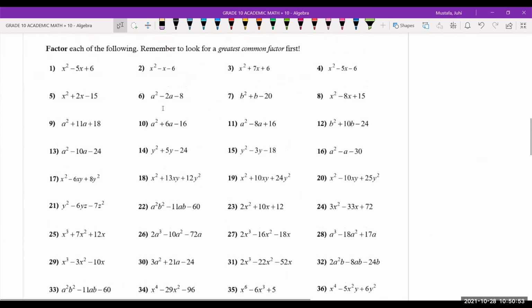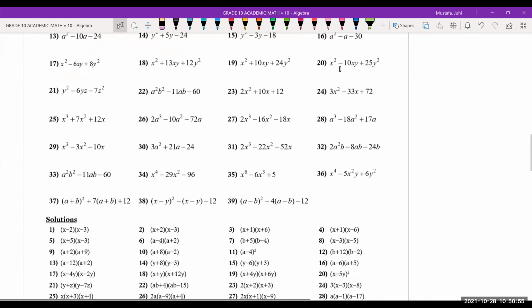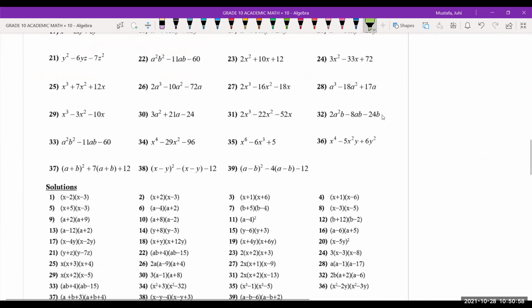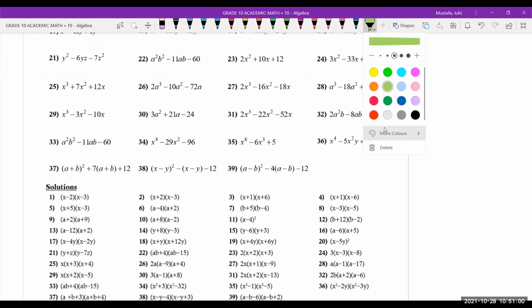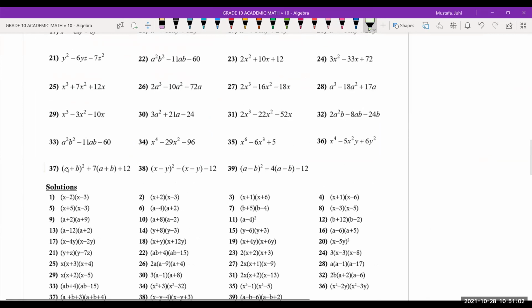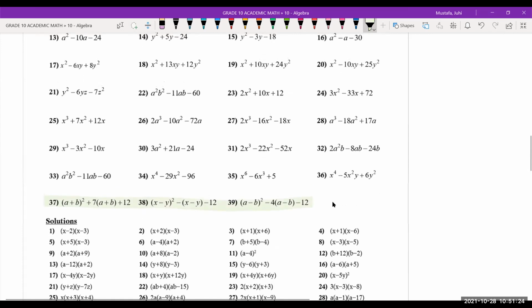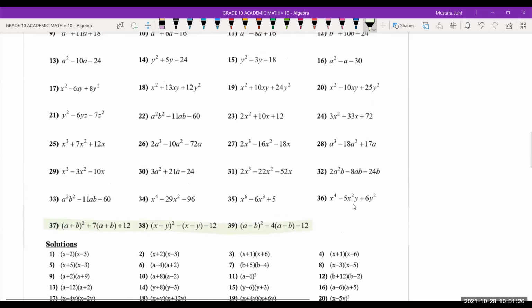Questions 37, 38, and 39 are the quote unquote challenge questions. You're going to do these in the same way we did that very last question. If you want to circle or highlight them, just know 37, 38, and 39, you're going to do them the way we did the last question. Everything else is a simple trinomial. Make sure you first take out a greatest common factor. Some of them are tricky, like question 22 might be tricky. Maybe question 36 might be tricky. And those are the ones we'll take up tomorrow.